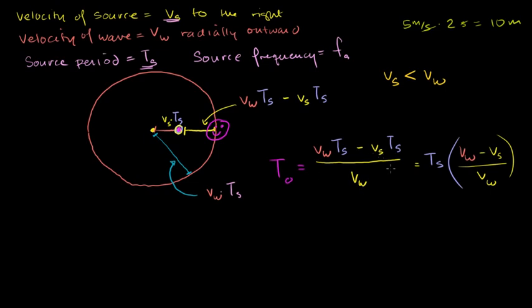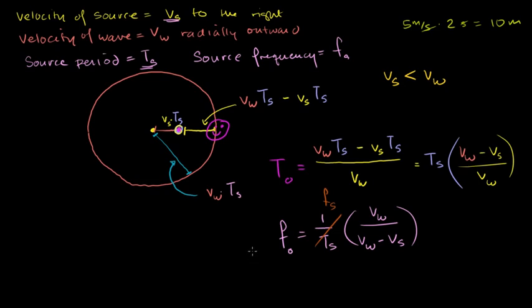Now, if we wanted the frequency, we just take the inverse of this. So let's do that. So the frequency of the observer. This is how many seconds it takes for him to see the next cycle. If you want cycles per second, you take the inverse. So the frequency of the observer is just going to be the inverse of this. So if we take the inverse of this whole expression, we're going to get 1 over t sub s times v sub w over the velocity of the wave minus the velocity of the source. And of course, 1 over the period from the point of view of the source is the same thing as the frequency of the source.